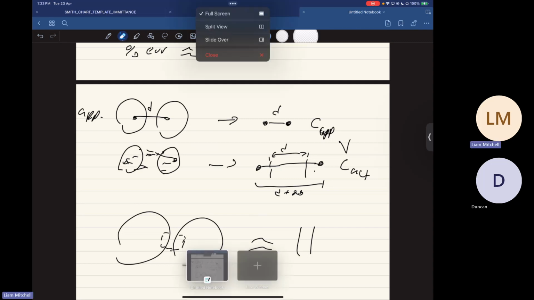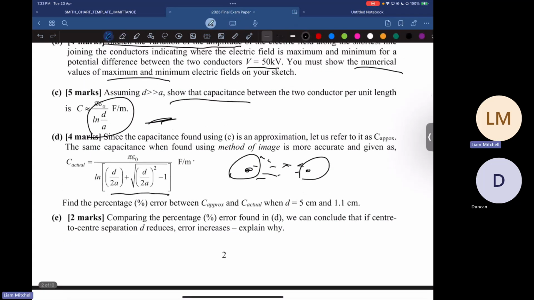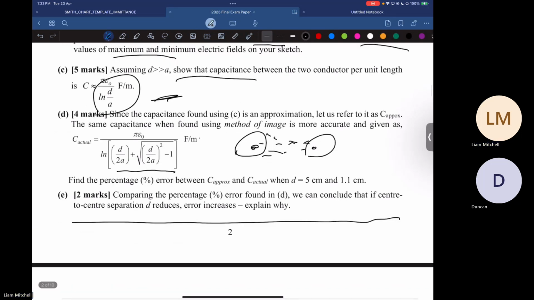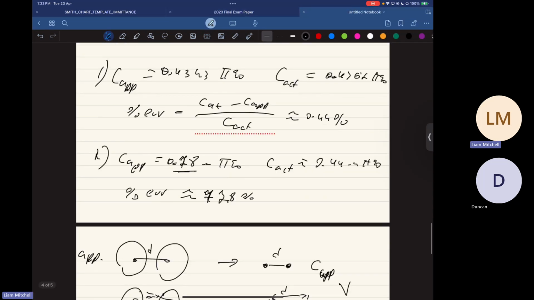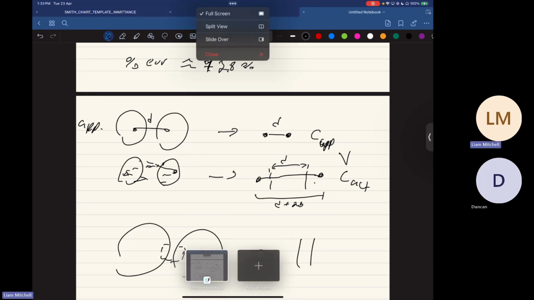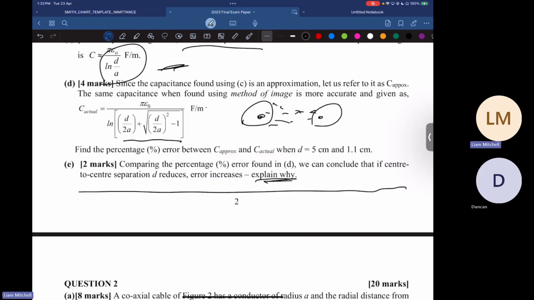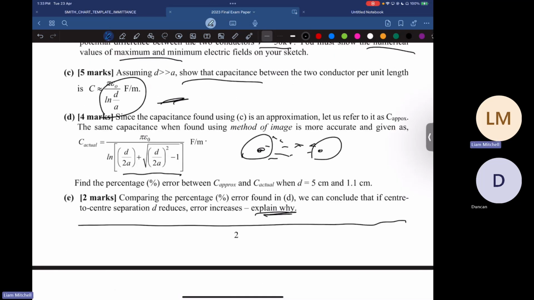That's the next part of the question. It's this one: comparing the percentage error found, conclude that the approximation has error in these cases, and we need to explain why this happens, and I have just given you an explanation for that. Any questions for this part? I think that's the end of this question. If you need any clarification, ask now.